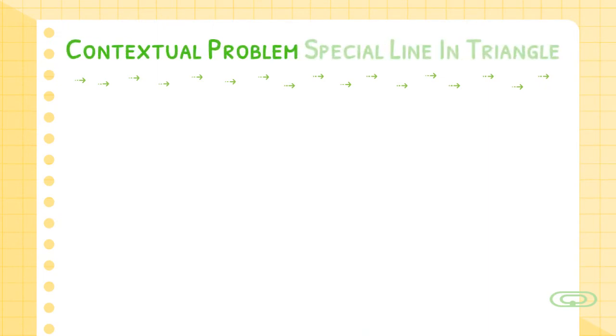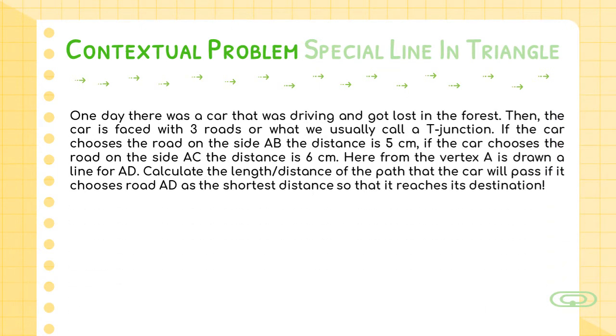Okay, here is an example of a contextual problem related to spatial line in triangle. One day, there was a car that was driving and got lost in the forest. Then, the car is faced with three roads, or what we usually call a T-junction. If the car chooses the road on the side AB, the distance is 5 centimeters. If the car chooses the road on the side AC, the distance is 6 centimeters.